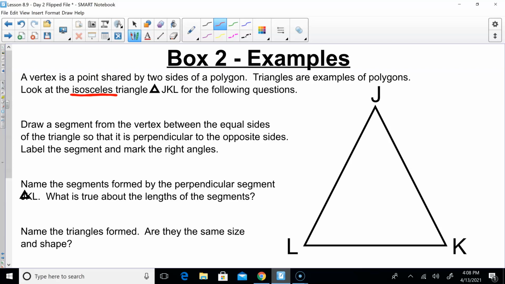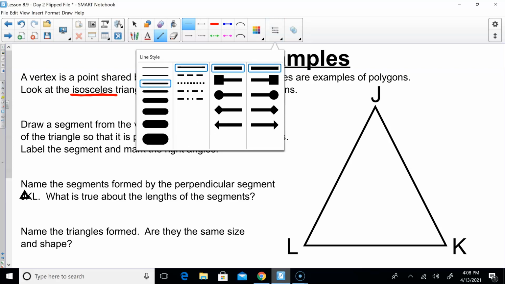So right now I should draw this triangle out, an isosceles triangle. Label it J, K, and L, so we can answer some of these questions that go with it. It says draw a segment from the vertex between the equal sides of the triangle. All right, so to draw a segment, we'll go right here to my segment. We're going to go to the equal side, so we're good to go with our segment.